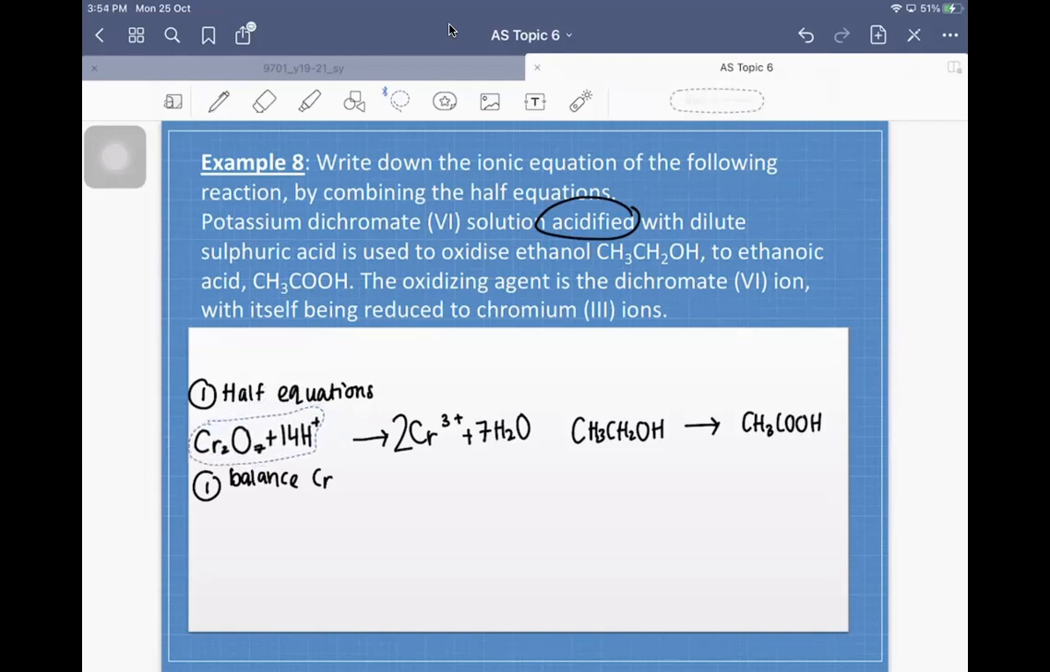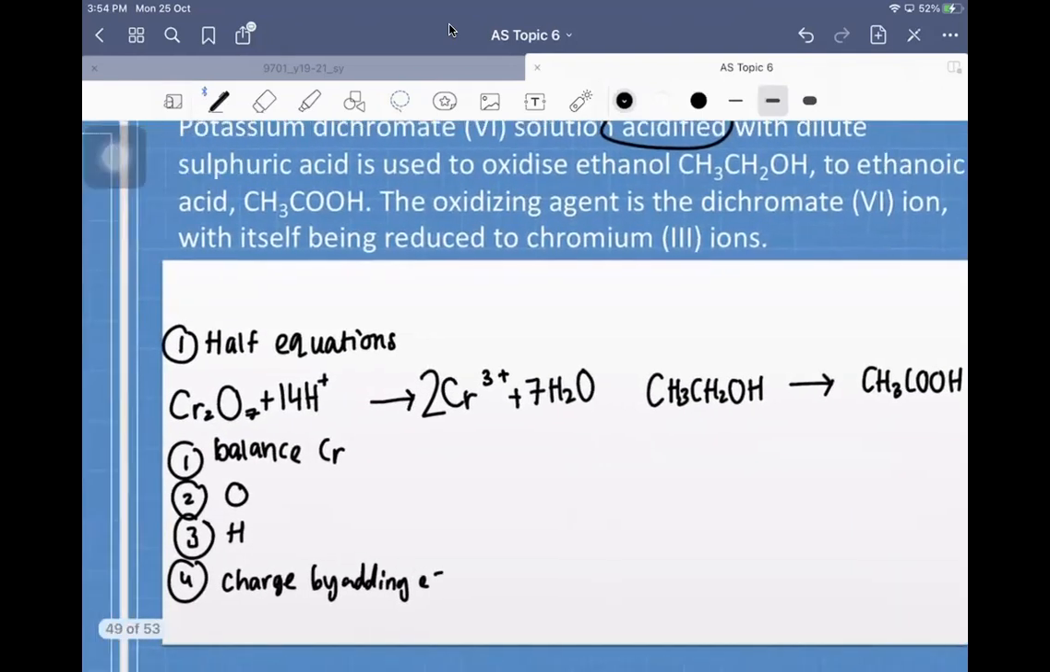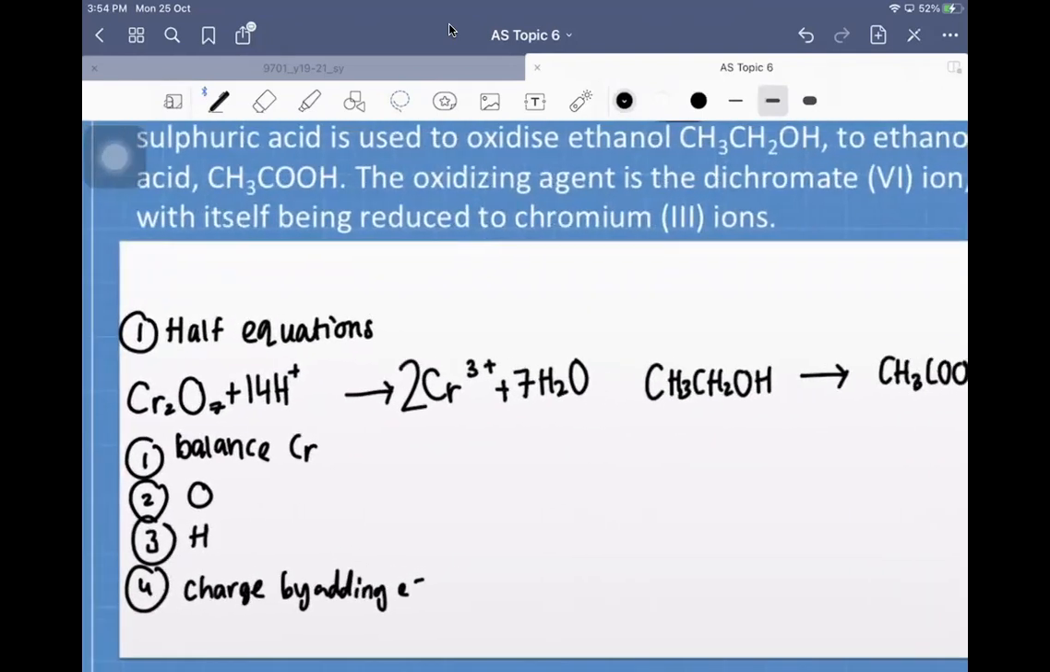And then lastly, I need to balance Cr, and then oxygen, and then hydrogen, and lastly, charge by adding electrons. Why can I add electrons? Because I'm looking at half equations. On the left side, I've got plus 14. On the right side, I've got plus 6.